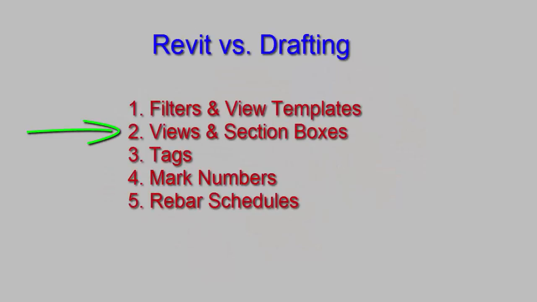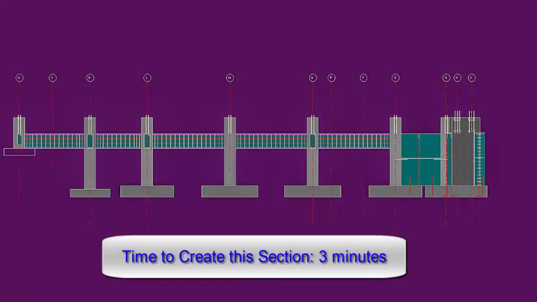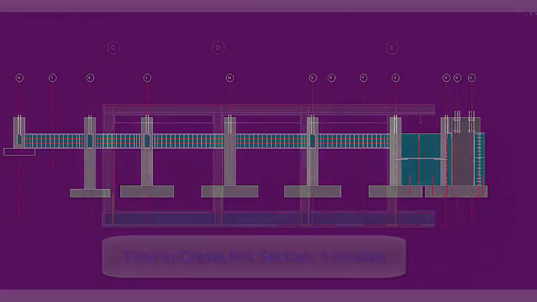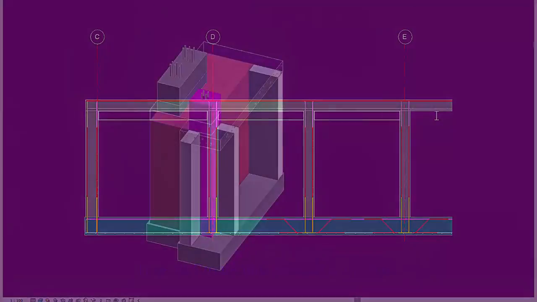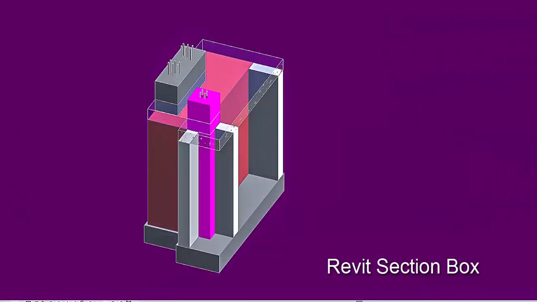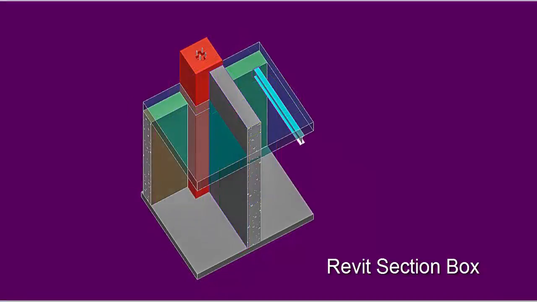A Revit view is so simple to create that there's no reason to limit their number. In this Revit project, I have used three types of views: traditional plans and sections, and also Revit section boxes. A Revit section box is a way to create a non-orthogonal view of a component of the model together with the adjacent components. A section box is very simple to create.